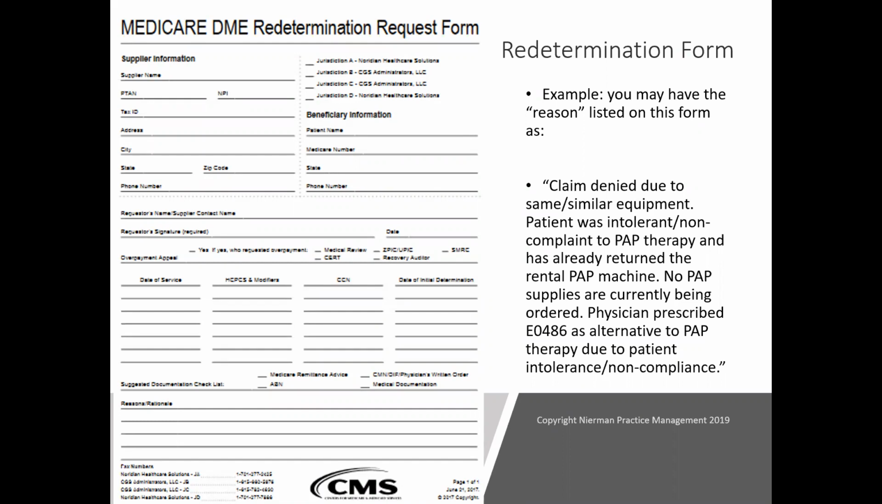supporting documentation we discussed. And a big question we get is, well, when I'm sending in a redetermination because the patient, we ran into a same and similar issue, what am I supposed to put as the reason? So we put a little example up here for you where you may have something listed like the claim was denied due to same similar equipment. We're submitting the redetermination because the patient was intolerant or non-compliant to PAP therapy, and they've already returned the CPAP machine, and no supplies are currently being ordered, and the physician prescribed this.